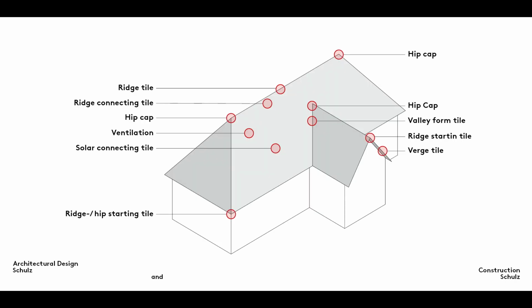A wealth of special tiles is available for pitched roofs. They are designed to deal with the particular difficulties involved in covering the various joints encountered in complex roof forms, such as the point where a secondary ridge joins a roof surface, for example. Special tiles are also available to deal with situations caused by building service installations, such as sewage vent pipes, for example.